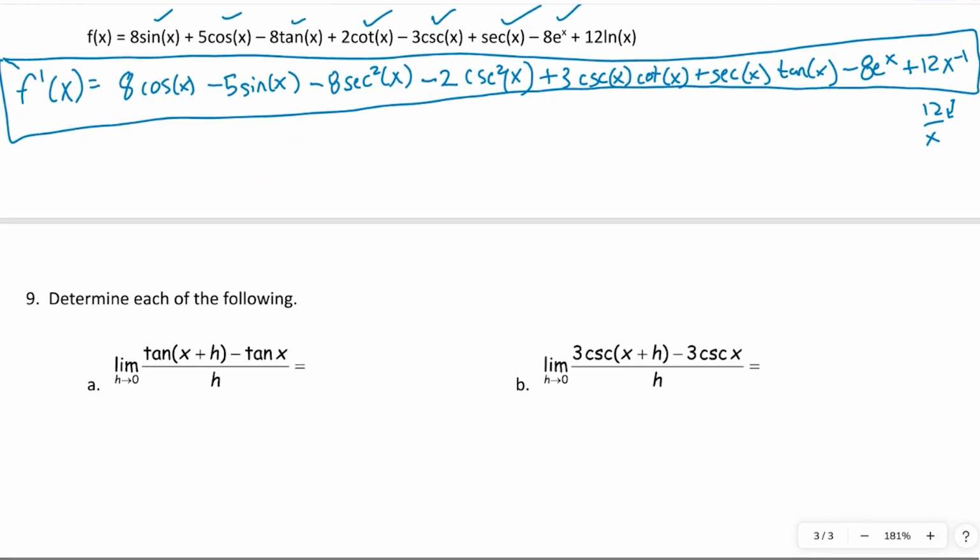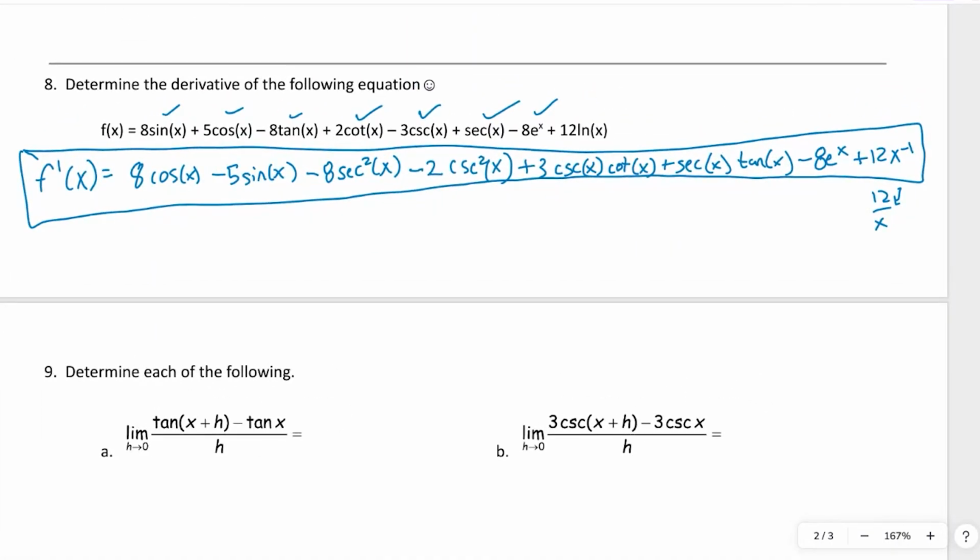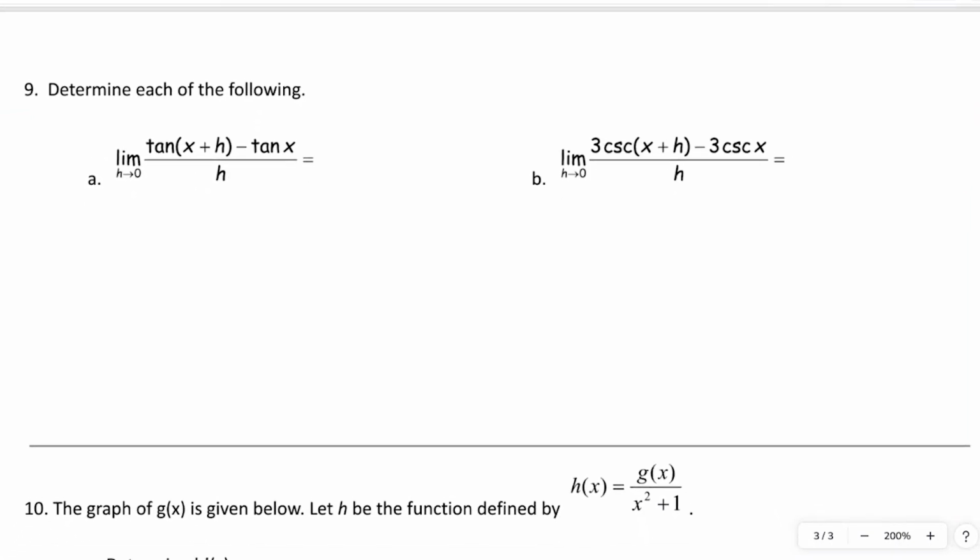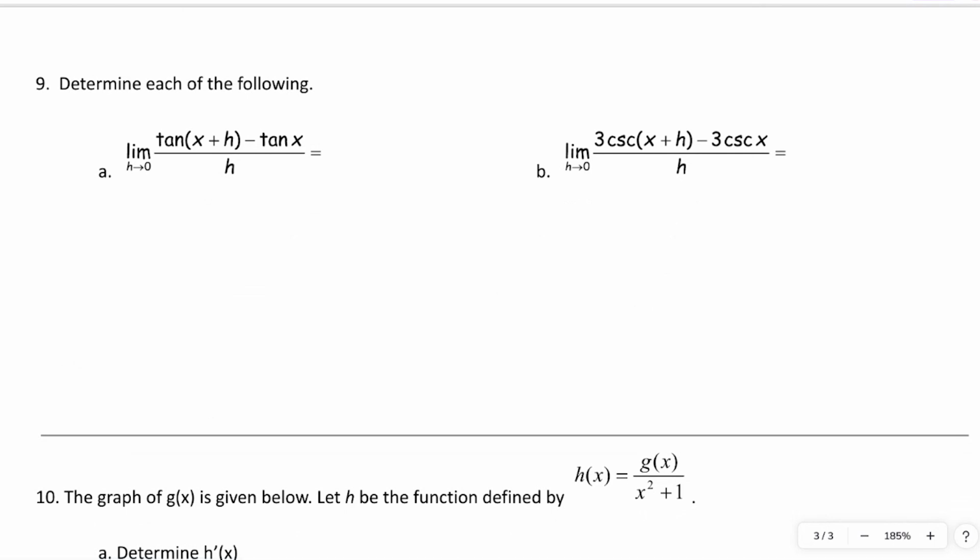All right, number 9. Looks like we got some more limit definition questions. So these are going to keep throwing these at you. I don't want you to forget what you're actually finding here. And so the function that we're going to find the derivative of is going to be tangent x. So this is going to be equal to the derivative with respect to x of tangent x. And the derivative of tangent x is secant squared x.